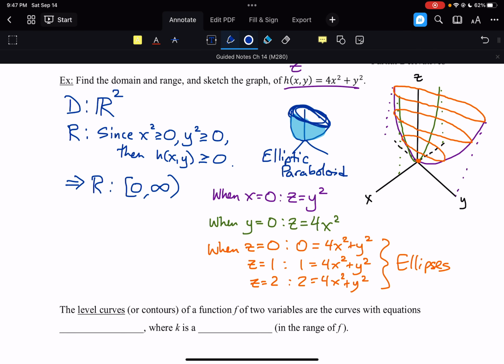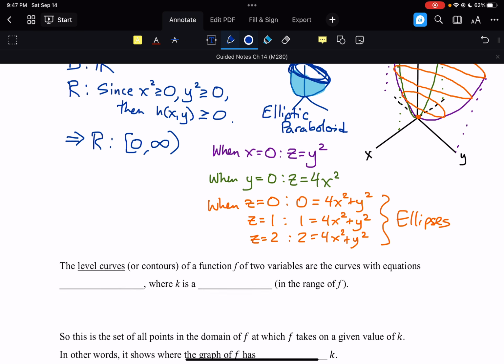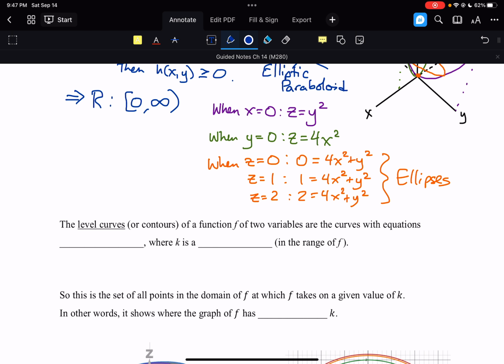So moving on to the next major topic for this section, the idea of level curves or contours for a function. So we're talking about level curves or contours. These are curves with the equations f of x, y equals k, where k is a constant in the range of f.